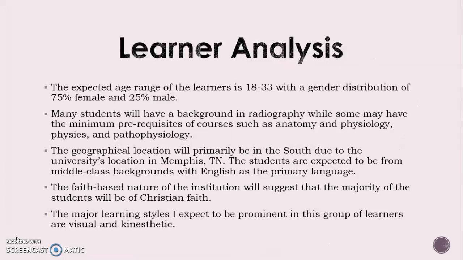The learner analysis: the expected age range of these learners is 18 to 33 years old, with a gender distribution of around 75% female and 25% male. Many students will have a background in radiography, which is X-ray, while some may have just the minimum prerequisites of A&P, physics, and patho.